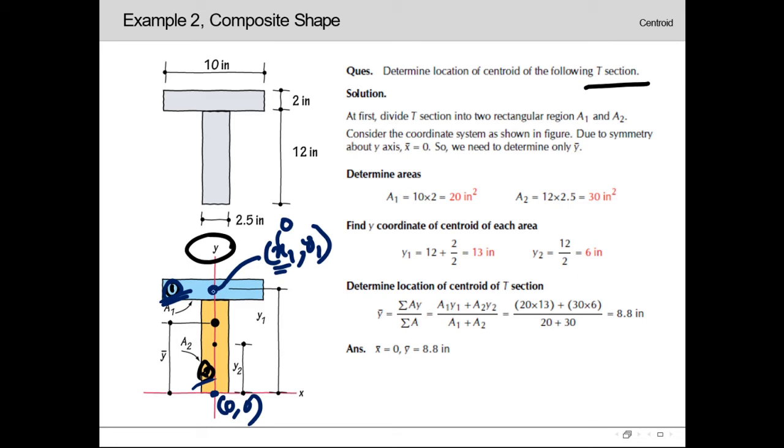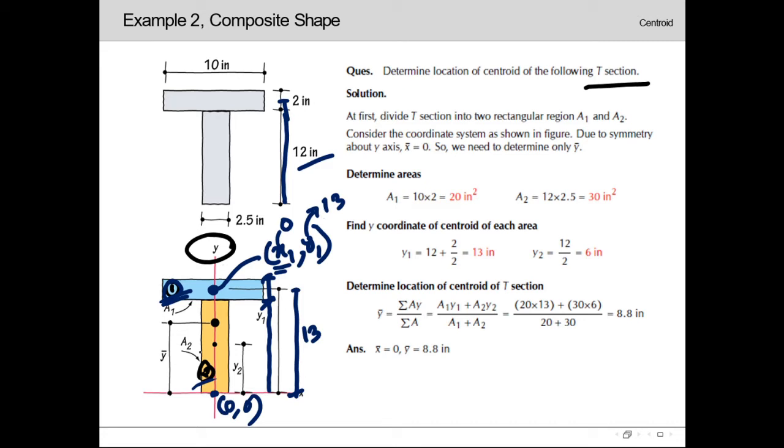To reach this point, we now need to move along the y-axis. How much do we need to move along the y-axis? We need to move this amount, which is 12 plus half of 2, which is 1. So 12 plus 1 is in total 13. So the value of y1 will be 13. For segment 1 we have located x1 and y1.